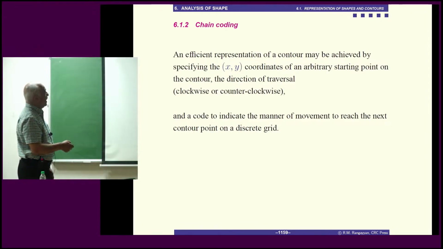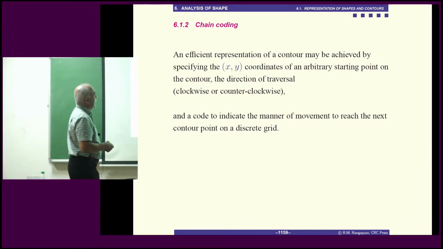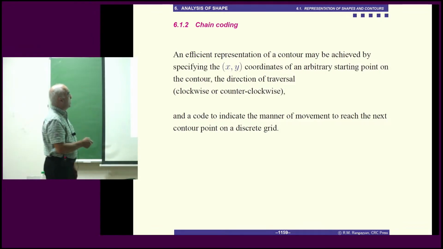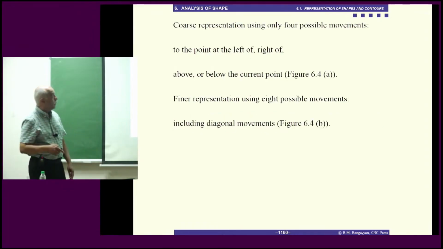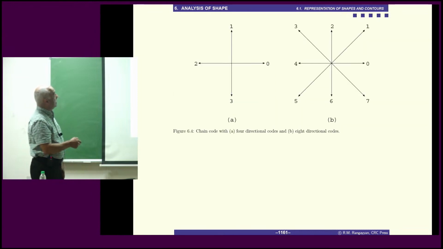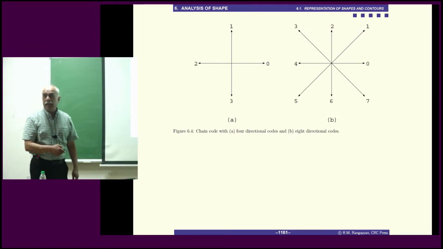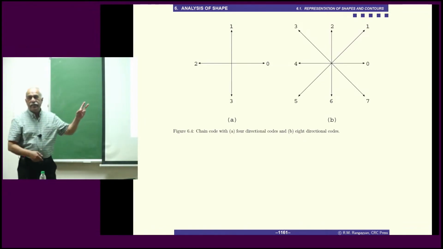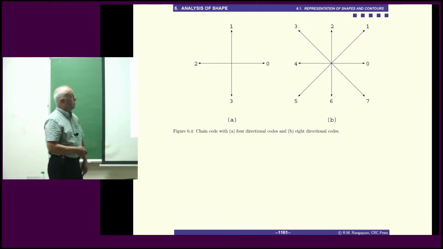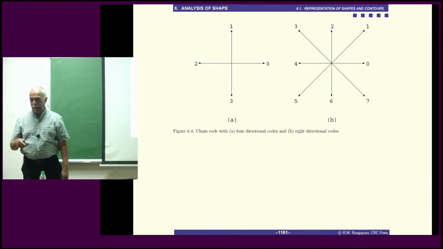So you take some arbitrary starting point, and then select a direction of traversal, clockwise or counterclockwise, and use a code to indicate the manner of movement to go to the next point on a discrete grid. The movements are either with 2 bits, 0, 1, 2, 3, just left, right, up, down, or using 3 bits, including the diagonal, 0 to 7. So depending on which one you choose, you need 2 bits or 3 bits per step.